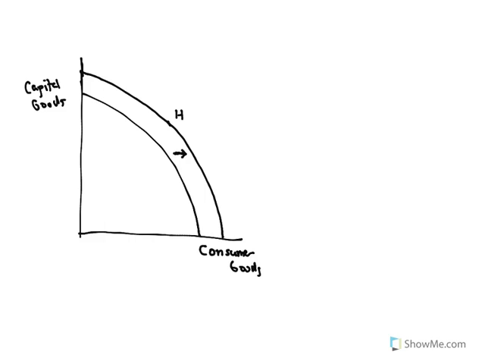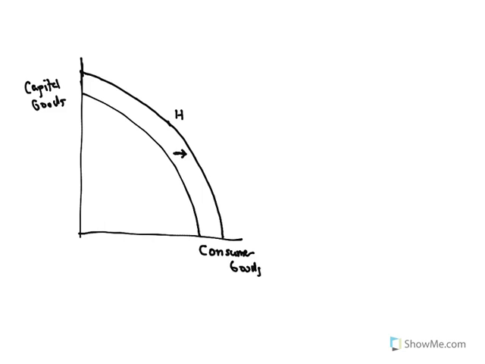Remember, right means more, left means less. If you remember that now, you will be good down the road. Right means more, left means less. So this means an increase or an outward shift of the PPC, which means we can produce more of both capital goods and consumer goods.